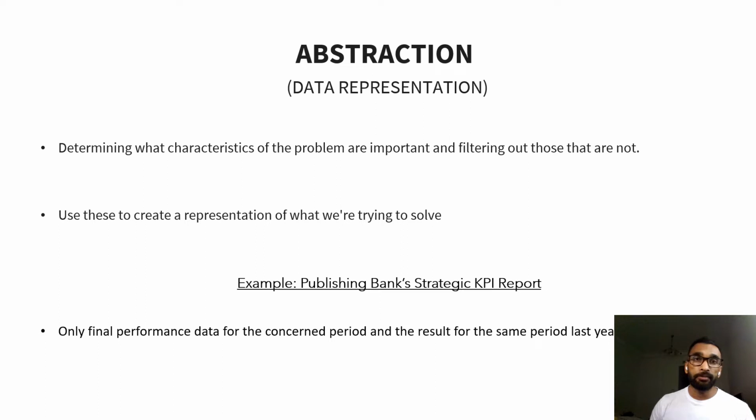The third pillar is abstraction, which is also the data representation. This involves determining what characteristics of the problem are important and filtering out those that are not. From this, we can create a representation of what we are trying to solve. In my same example, as data for each strategic KPI, what we receive is a big report. What we require is only the final performance data for the concerned period and the result for the same period last year. And we filter out all the other data.